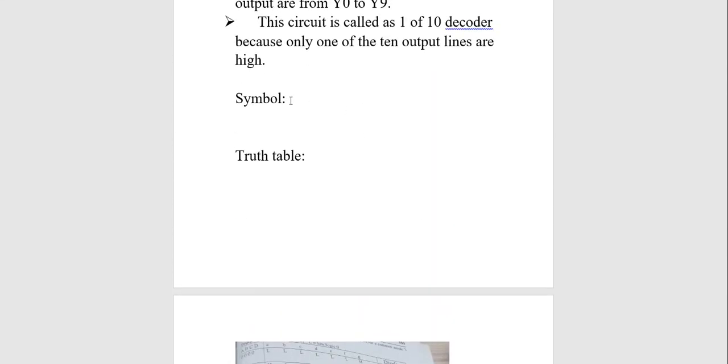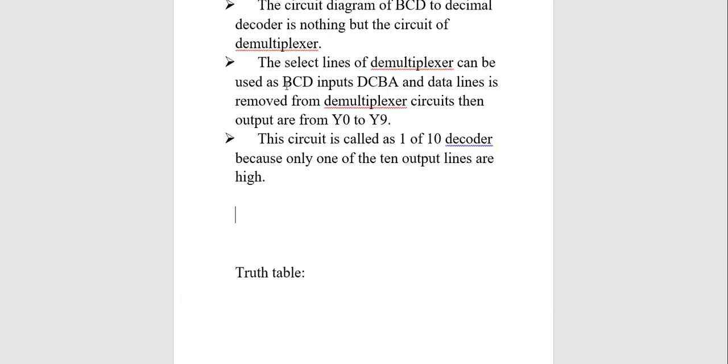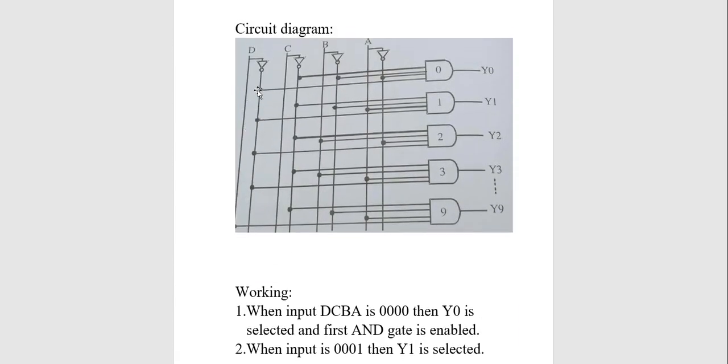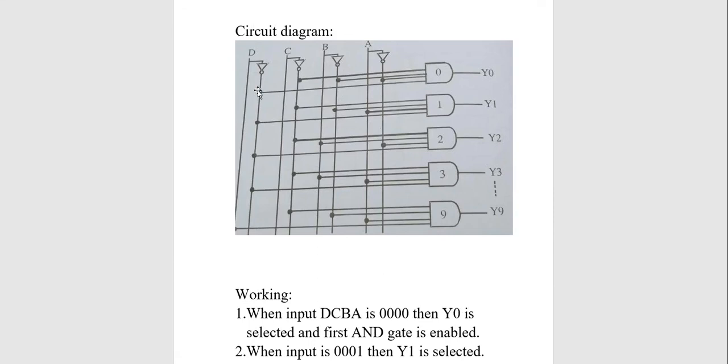Okay, so in this lecture you all have to write what is the meaning of this decoder. After that you all will write the truth table. After writing the truth table, you all have to draw this circuit diagram. See here, this is the circuit diagram of the BCD to decimal decoder. In this circuit diagram, you can see there are 4 different inputs, and depending upon the inputs, the corresponding AND gate will be selected as an output.